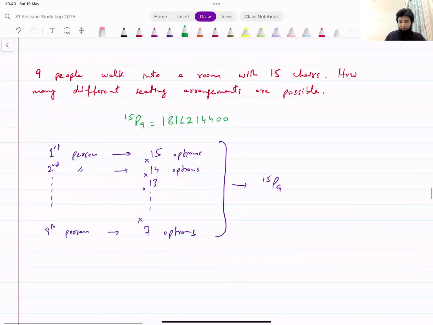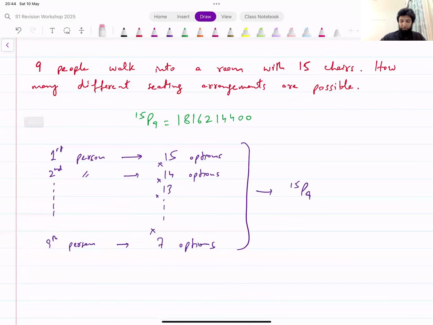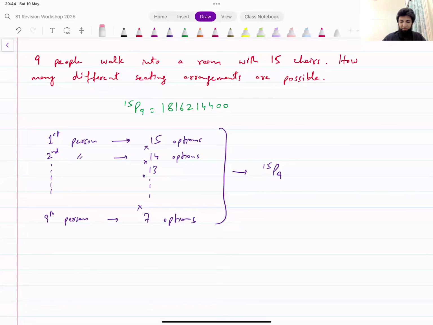This is just the other way around. You are thinking of it like this. The first person has 15 options. The second person has 14 options. The third has 13 options, and so on. This also ends up being the same thing. That's 15p9. Now, I won't go into detail about this. You can find that in one of those videos in which I've explained this.